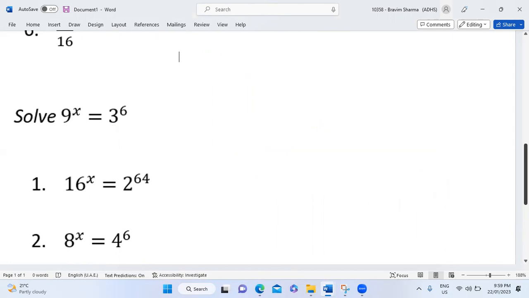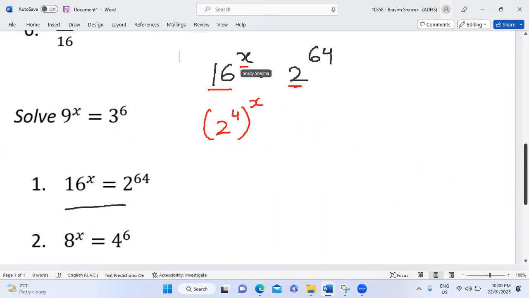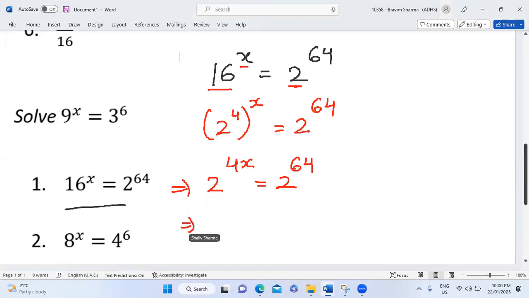Next question is 16 to the power of x is equal to 2 raised to the power of 64. So in this question, one side is 2, one side is 16. And I know that 16 is 2 raised to the power of 4 and whole raised to the power of x is given here. So I will write as it is, and it is equal to 2 raised to the power of 64. So this means 2 raised to the power of 4x is equal to 2 raised to the power of 64, which means because the bases are the same and there is an equal sign in between the two power expressions, now I can equate the powers.